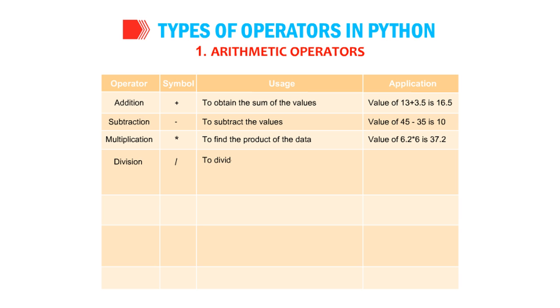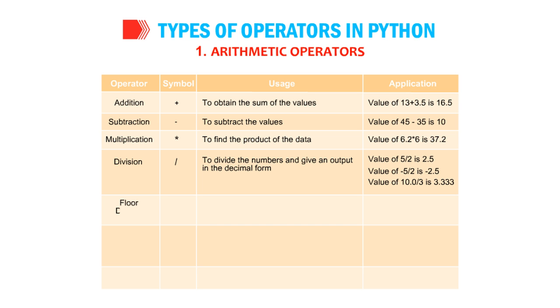Division. To divide the numbers and give an output in decimal form. Value of 5 divided by 2 is 2.5. Value of minus 5 divided by 2 is minus 2.5. Value of 10.0 divided by 3 is 3.333. Floor division. To divide the numbers and give an output in the integer form. Value of 5 // 2 is 2. Value of minus 5 // 2 is minus 3.